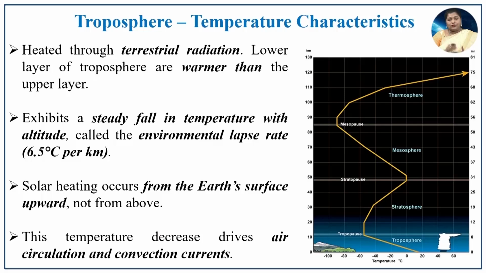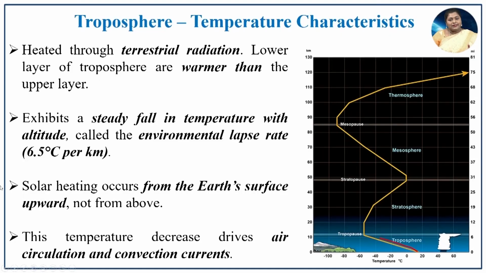It is heated through the terrestrial radiation. As the troposphere is the lowermost layer of the atmosphere, the terrestrial radiation is the most important factor which heats the troposphere. The lower layer is warmer than the upper layer. We know that if it is near, the terrestrial radiation will be high, and at a higher altitude, the terrestrial radiation will be comparatively less than in the lower regions. It exhibits a steady fall in temperature with altitude.